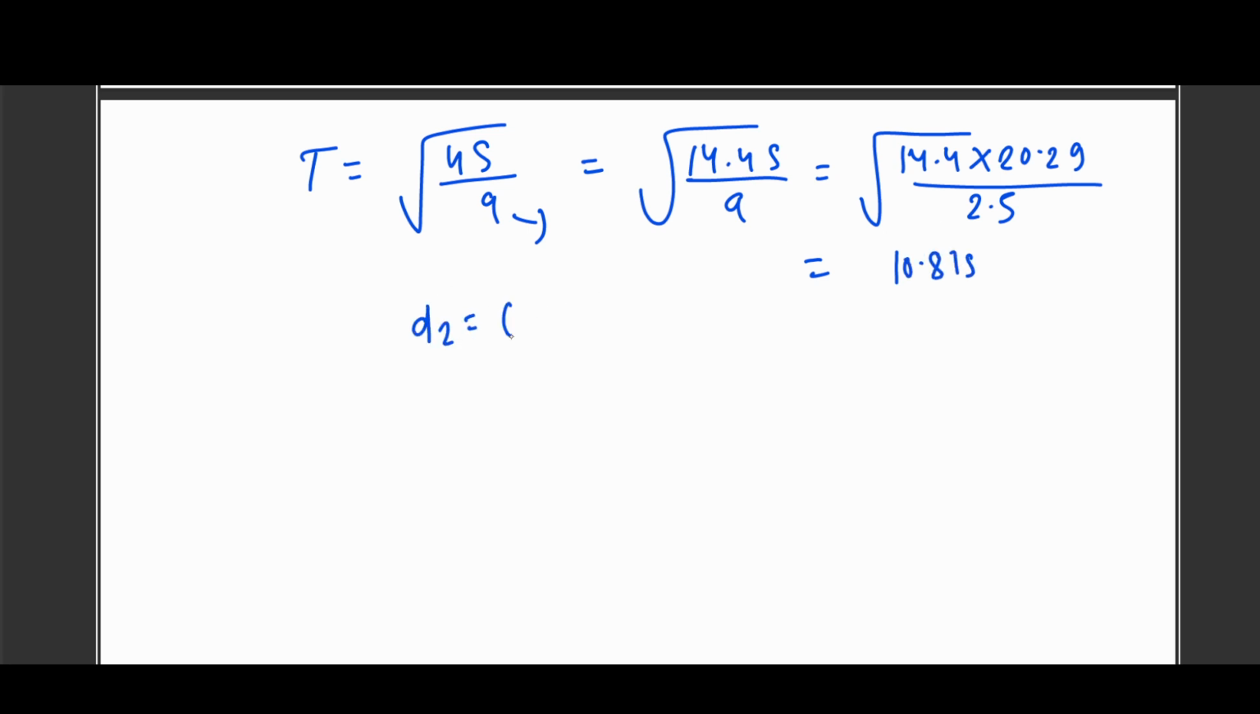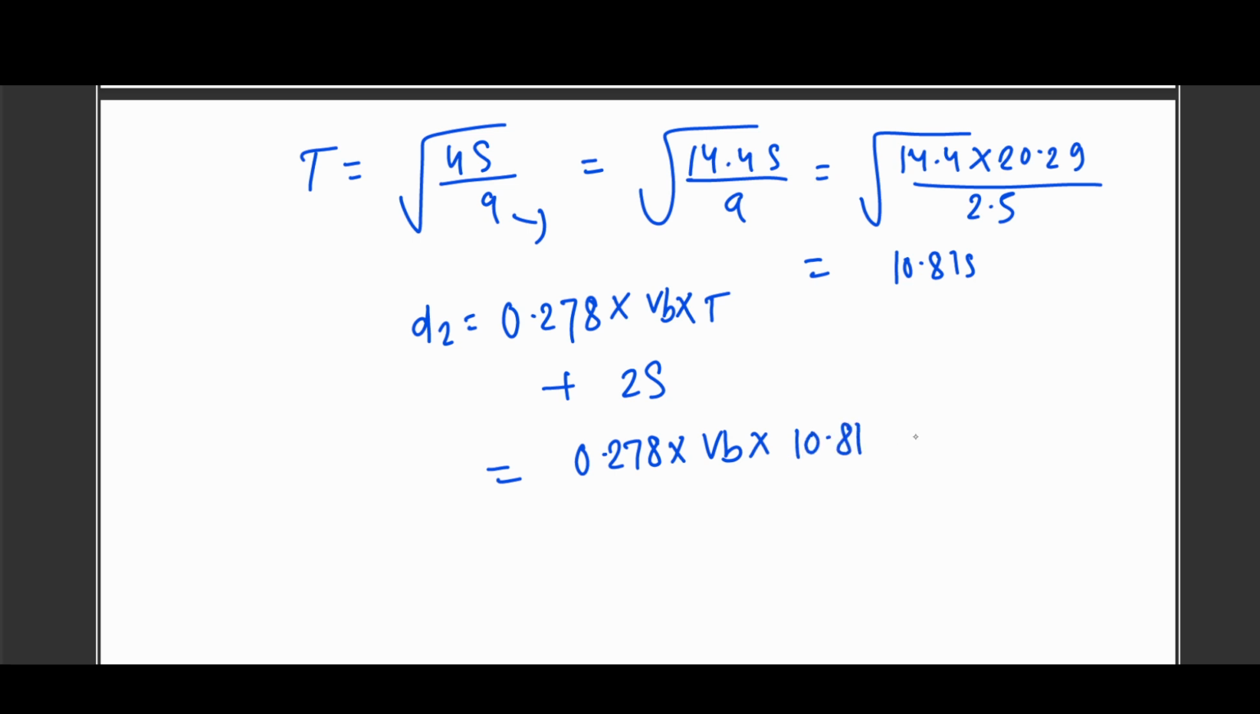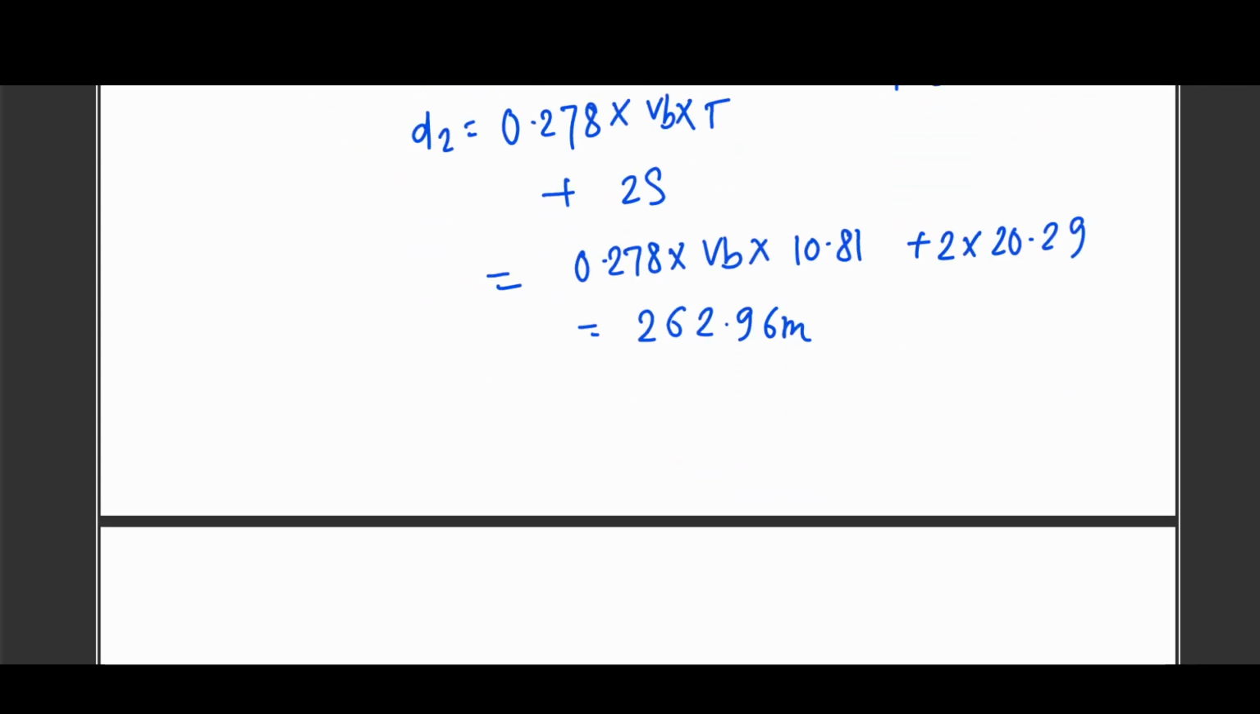So d2 distance equals 0.278 into Vb into t plus 2s. So 0.278, this is the distance covered by the velocity Vb. 10.81 plus 2 into 20.29, the value would be 262.96 meter. Okay, now d3, what will be the d3 distance?